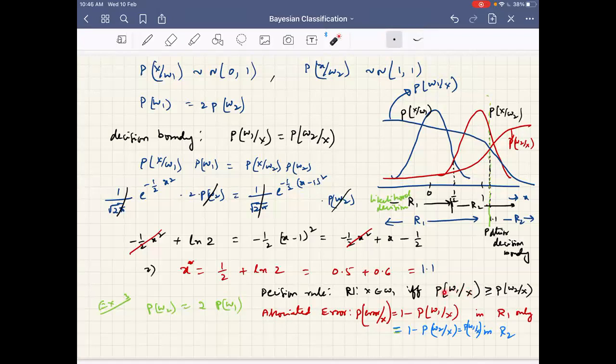So say we also know that P of omega 1 given x plus P of omega 2 given x equals 1. That means at any given x, the sample may belong to omega 1 class or omega 2 class. If I'm deciding omega 1 because it has more confidence, then the error associated is P of omega 2 given x, which is 1 minus P of omega 1 given x. Similarly, it is 1 minus P of omega 2 given x, or P of omega 1 given x. This is the error in the R1 region, and this is the error in the R2 region.